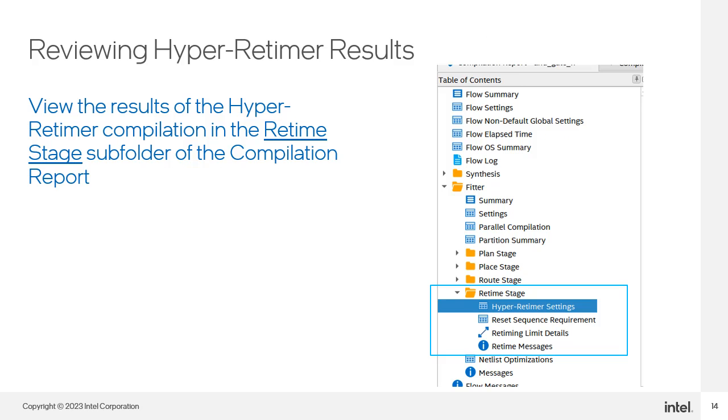Similar to the other fitter stages, once your compilation is complete, you may review the results of the Hyper-Retimer by expanding the Retime Stage subfolder found in the Fitter folder of the compilation report. More details on specific Retime Stage reports is provided in follow-up training to this one as needed by that particular topic. Note that performance information for the design, including Hyper-Retiming results, can be found by viewing the Timing Analyzer folder or by running the Timing Analyzer tool.